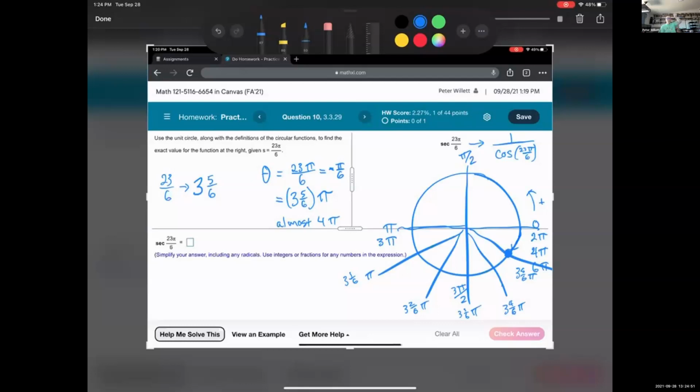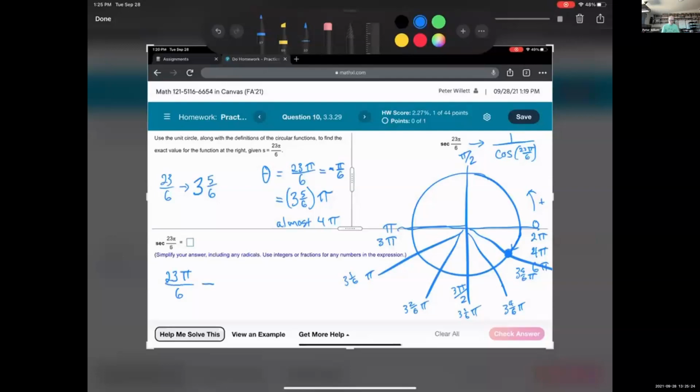So since 2 pi is all the way around, one of the things that people will do is they'll just subtract 2 pi until they get to a number that's less than 2 pi. So here, just let me show you one other way you could have possibly done this a little bit more mathematically. If I have 23 pi over 6, well, as I said, 6 goes into 23 more than 3 times. So this is more than 2 pi. So I could subtract 2 pi from this and it won't change the angle.